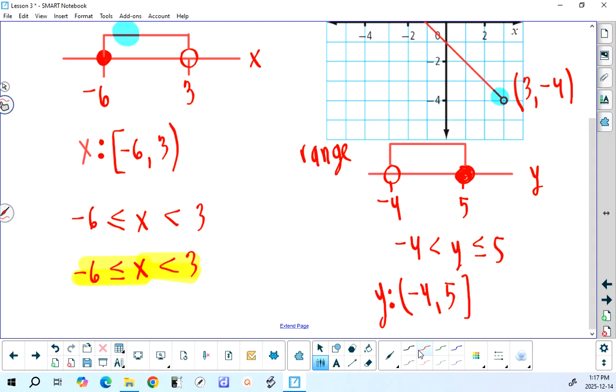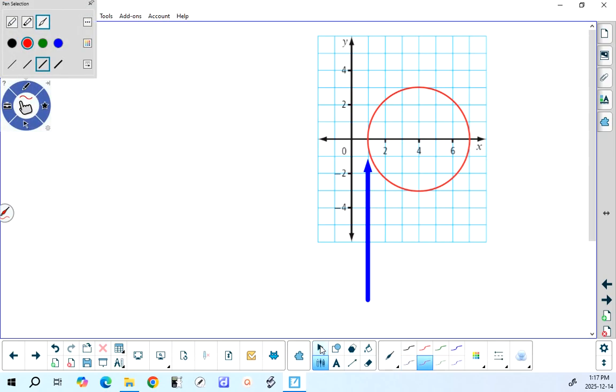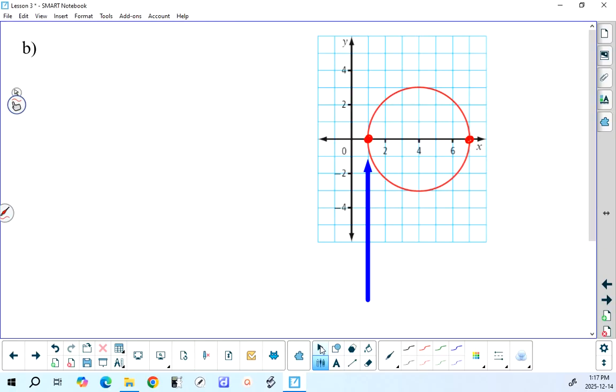Let's try another one. Well, this is an interesting one. It's a circle, and when you take a look at the smallest value of x, we're reading x coordinates by looking up at the x-axis. The smallest value of x that is on this circle occurs in this location, and the largest value of x occurs at this location. So there's a minimum value of 1 for x and a maximum value of 7 for x.